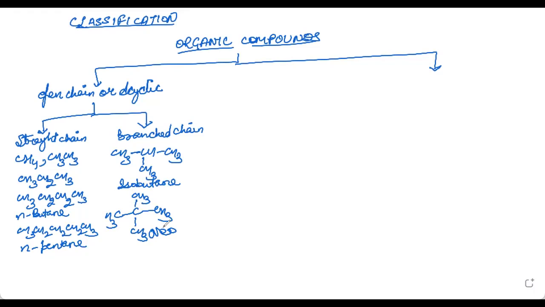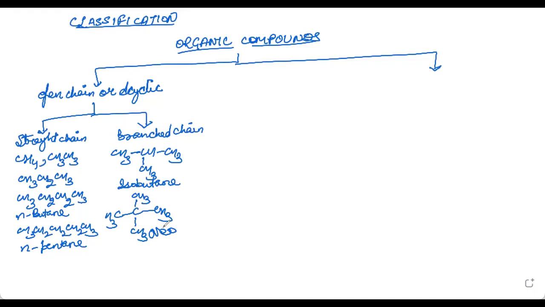So after 3 carbons, there can be branching. Up to when we have only 3 carbons in the chain, there cannot be any kind of branching. So this is the classification of open chain or acyclic organic compounds.